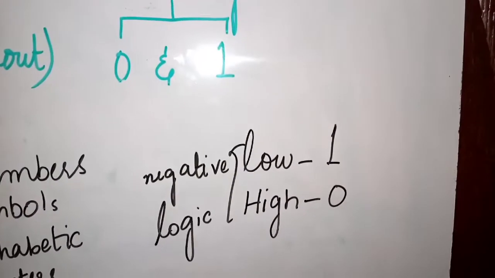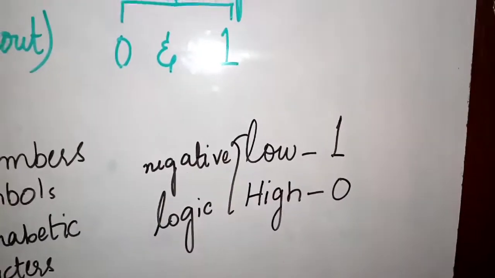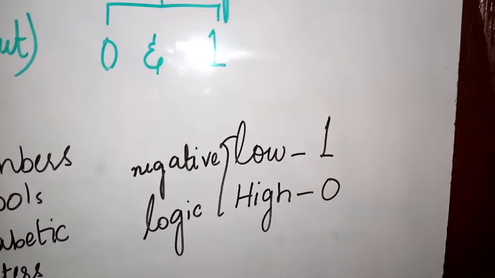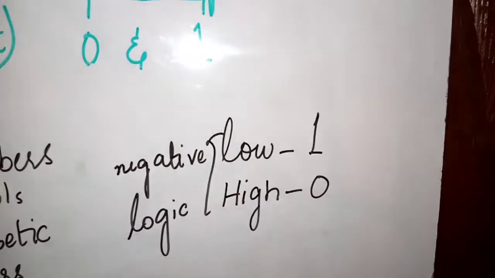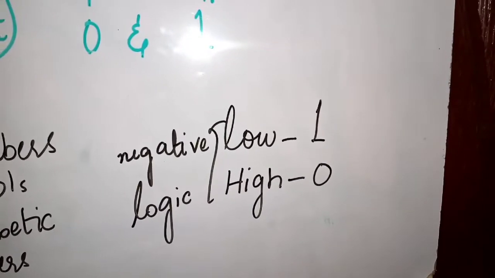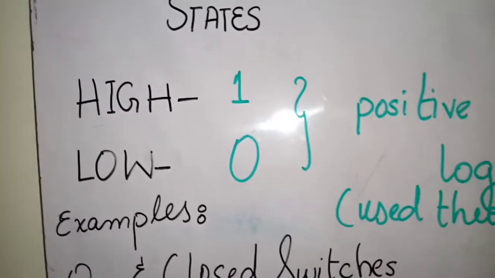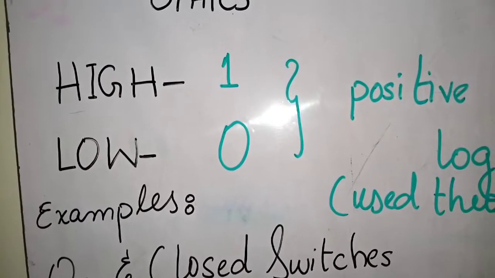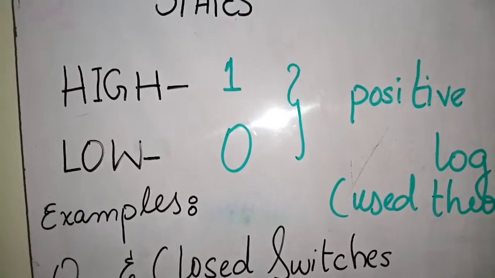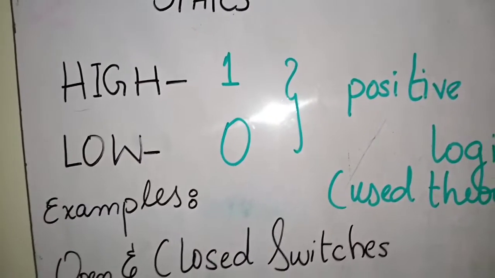And there is also a negative logic. In the negative logic, the positive logic is reversed. Now number 1 is representing the low state and number 0 is representing the high state. Well, the positive logic is the high represented by number 1 and the low represented by number 0, and this is the thing which you need to understand and remember.